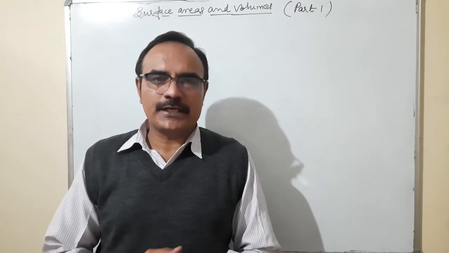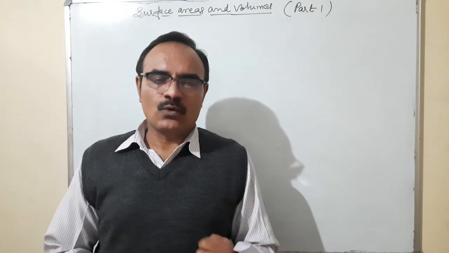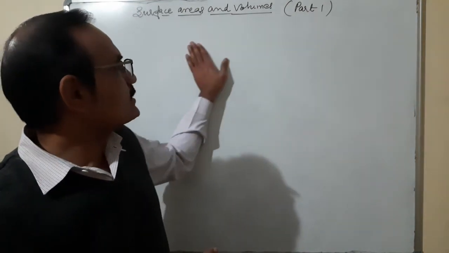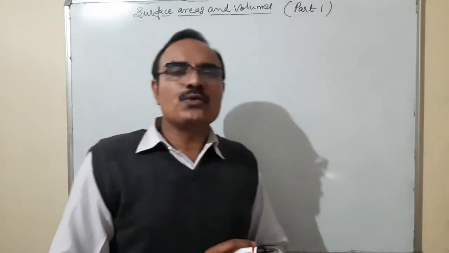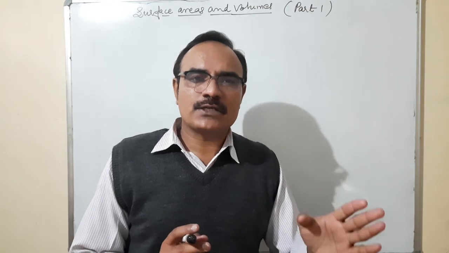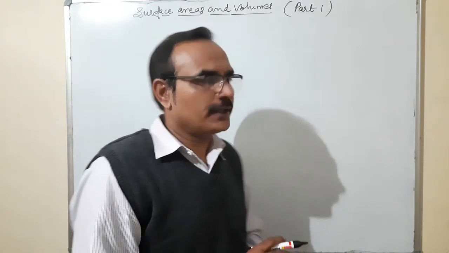all these figures are three-dimensional figures: cube, cuboid, cylinder, cone, sphere, hemisphere. So today we'll discuss the cube and cuboid surface area, total surface area, and curved surface area of cube and cuboid.